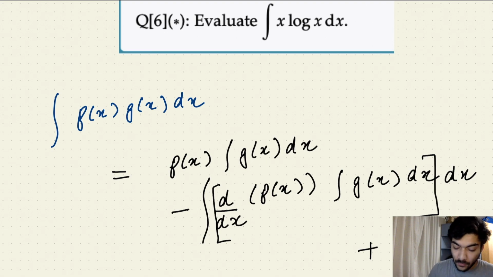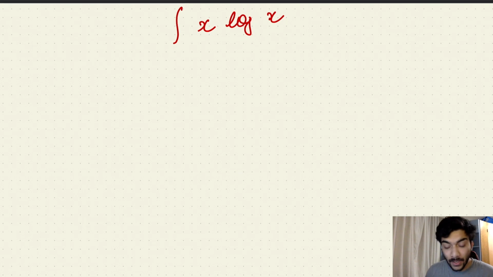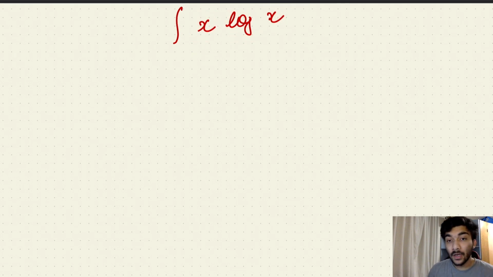So now let's move on to solve the integral in this case. Our original integral is x log x, right? First of all, you have to identify the two functions given in this expression, which are clearly x and log x. And now we have to choose our functions based on the first choice of a function and the second choice of a function.